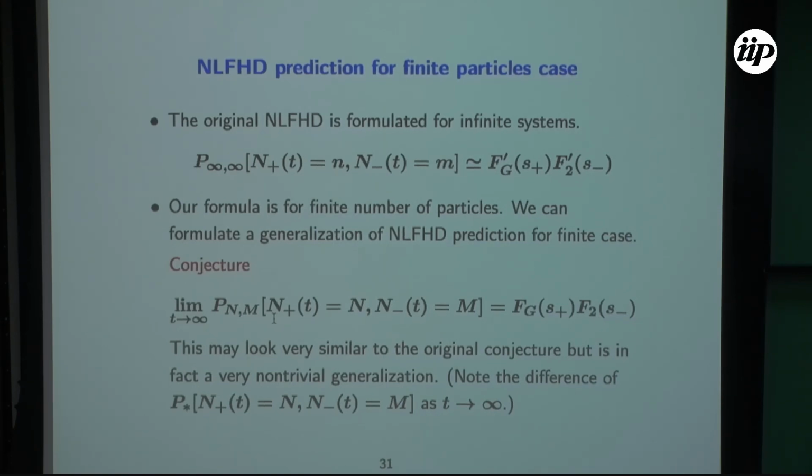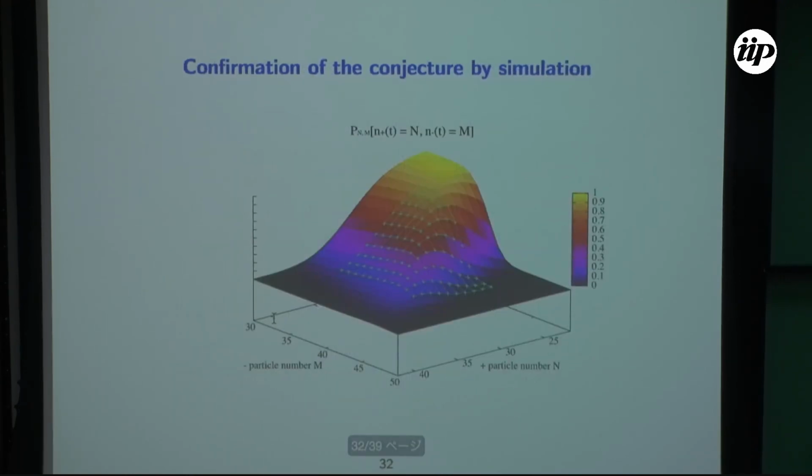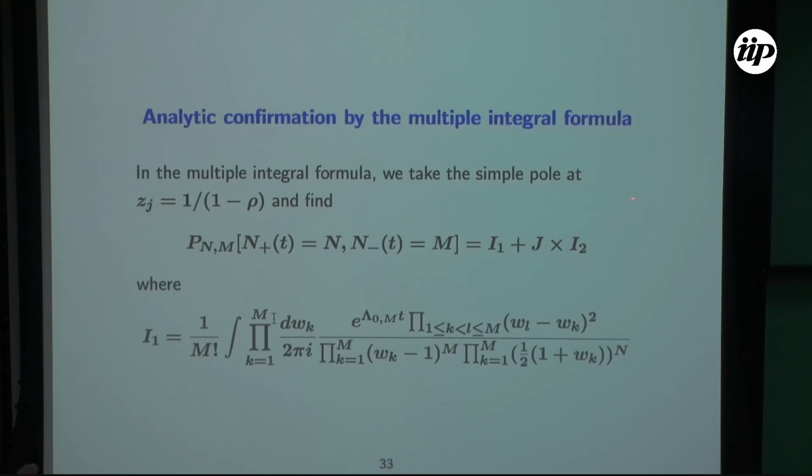The original conjecture was for an infinite system, but now we have a formula only for a finite number of particles. So we had to generalize the conjecture a little bit for this particular setting, and we formulated a generalized conjecture for the finite case, in which we expect that this joint probability for this event should be given by the product of these two distributions. This may look very similar to the original one, but in fact the interpretation is rather different, but I cannot go into the details. From simulations, this generalized conjecture seems to fit well, but we wanted to show it more analytically.